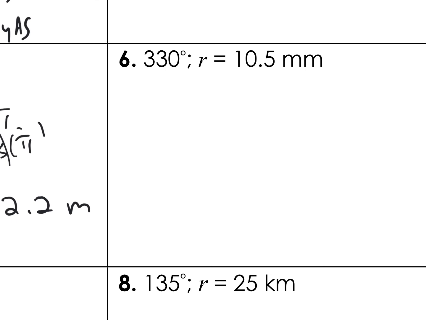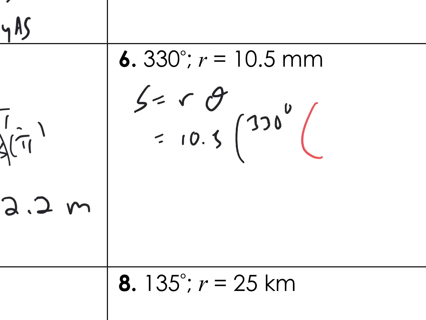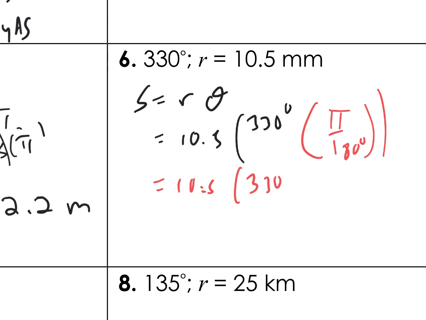So let's see. S is r theta, and r is 10.5 millimeters. Theta is 330 degrees, but I need to say pi over 180. So I know what Jonathan just did. It's kind of cool. 10.5 times the 330, and he said over 180. Then he's still going to have to go times pi. It's the same thing. And that'll be millimeters. That'd be the exact answer, no matter how you put it.